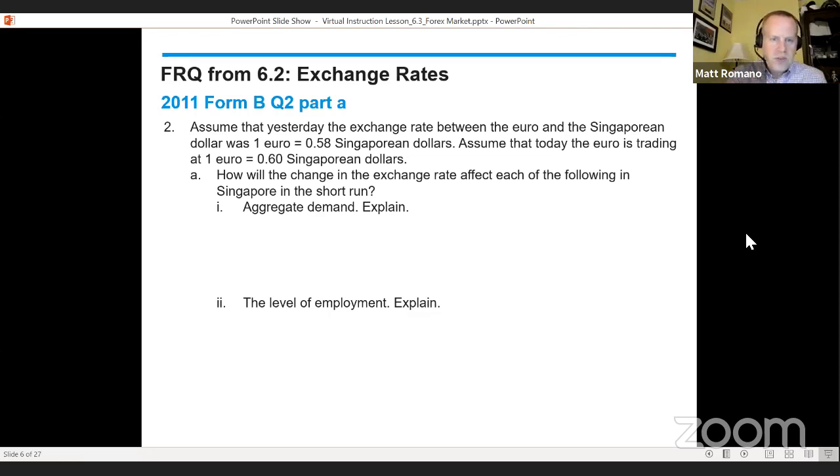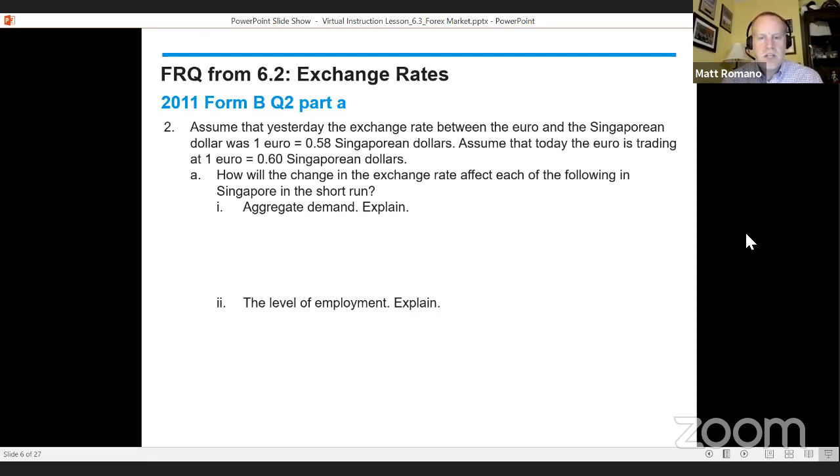And then today we'll be able to translate this in another way, look at how these changes happen on a graph. Assume yesterday the exchange rate between the euro and the Singaporean dollar was 1 euro equals 0.58 Singaporean dollars. Assume today the euro is trading at 1 euro equals 0.60 Singaporean dollars. So before going on to the rest, just process what that means. It means that today, a euro can buy more Singaporean dollars than it could yesterday. It was only 0.58 yesterday. Today, it can purchase 0.6. On the other hand, it takes more Singaporean dollars today to purchase 1 euro than it did yesterday. That's going to help us.